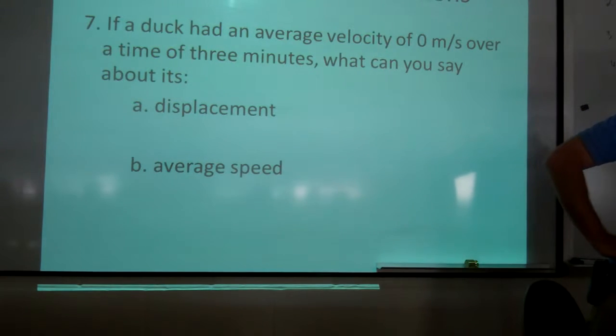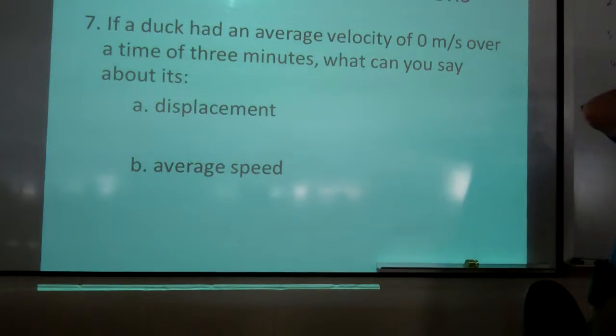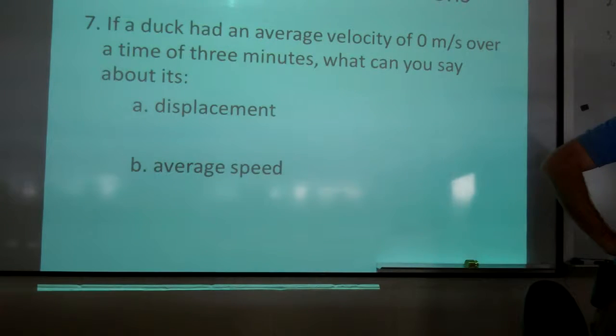Okay, if a duck had an average velocity of 0 meters per second over a time of 3 minutes, what can you say about its displacement? 0 meters. What can you say about its average speed? Nope. We know its average velocity was 0 and its displacement was 0. Does that necessarily mean it didn't move? So it could have either stayed in one spot or gone around in a circle. So you don't know anything about its average speed over that time. Does that make sense to everybody?